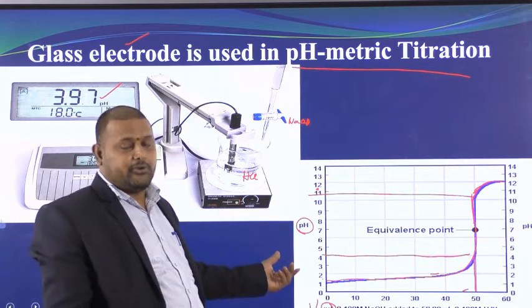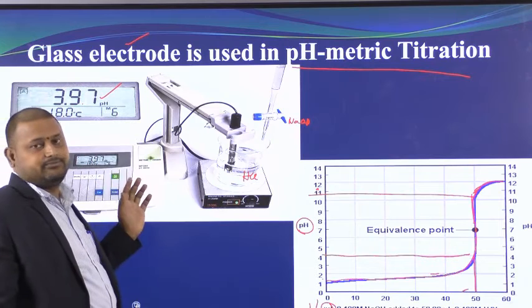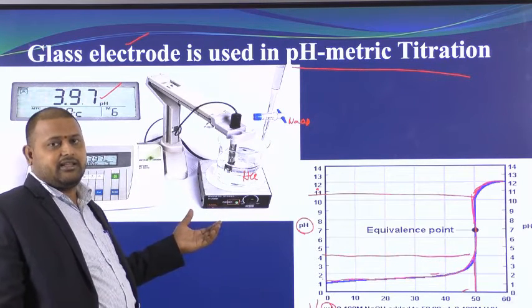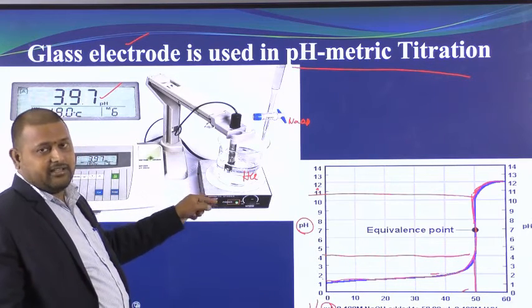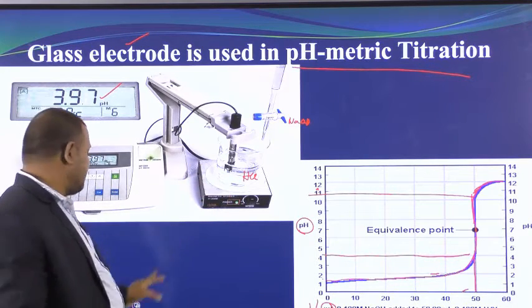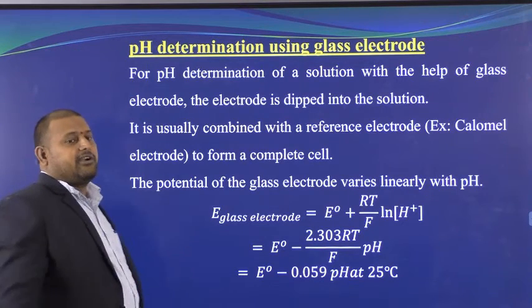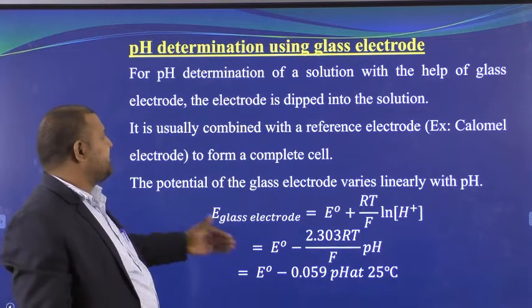In the lab, we will be doing this experiment using this same glass electrode. So you should be in a position to understand very clearly the fragility, the importance, and also the advantages and disadvantages of this glass electrode. That is the reason why I put the resistance here. So now you want to determine the pH. How can you determine it? Everything I have written here is the same thing.